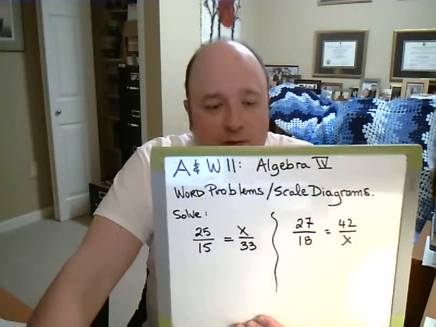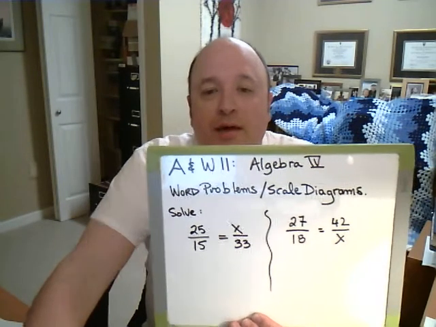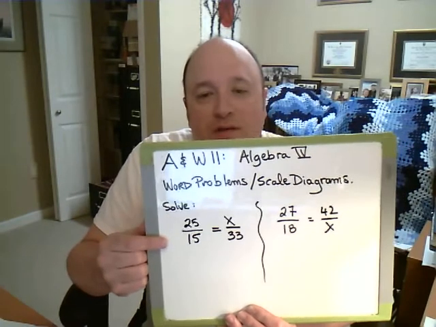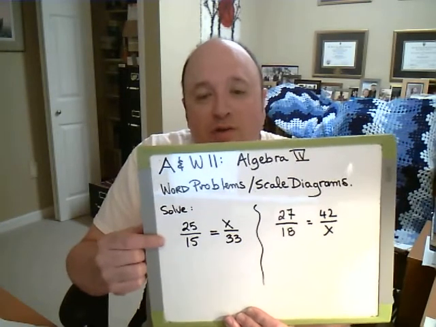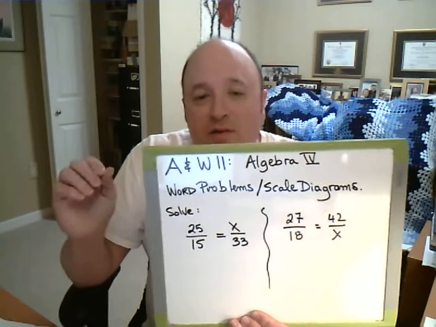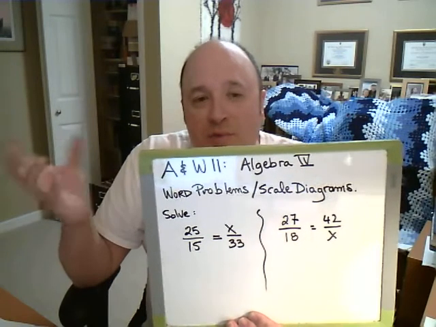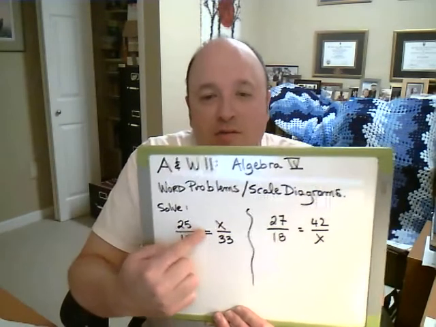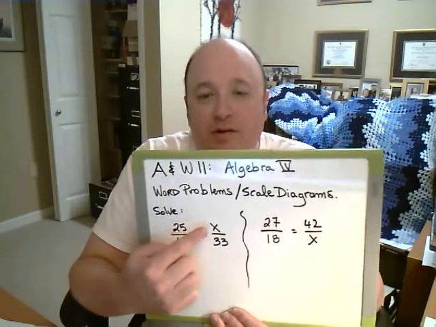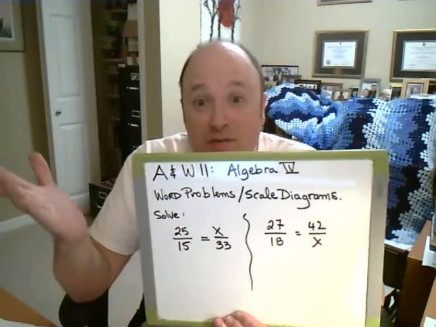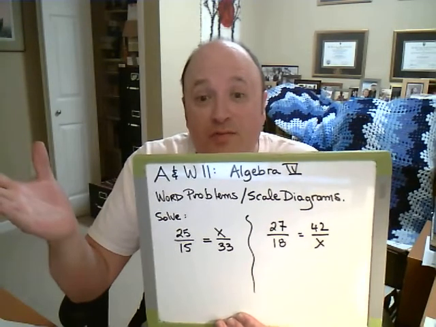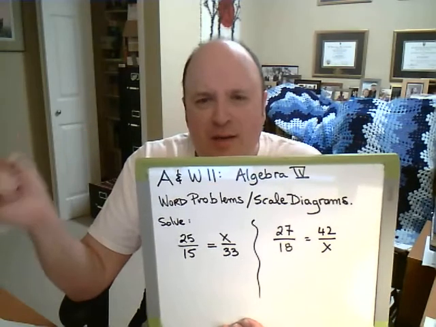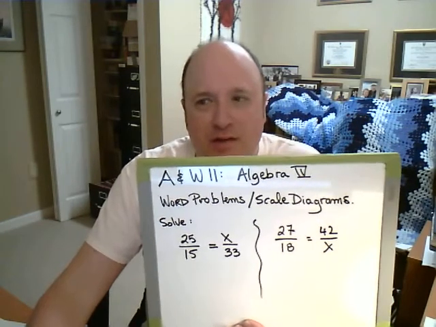For the one on the left, we have 25 over 15 is equal to x over 33, and our job is to solve for x. So we have to ask ourselves, okay, well, what's stopping x from being isolated? That's the divided by 33 over here. So I have to do the opposite to cancel out. What's the opposite of dividing by 33? Times by 33. So we times both sides by 33. Let's see what that looks like.